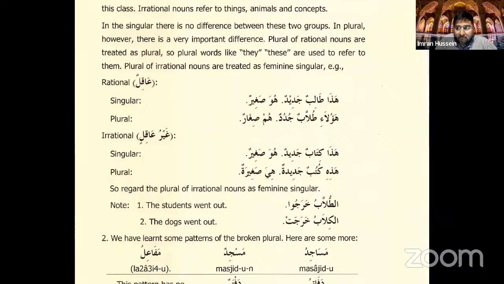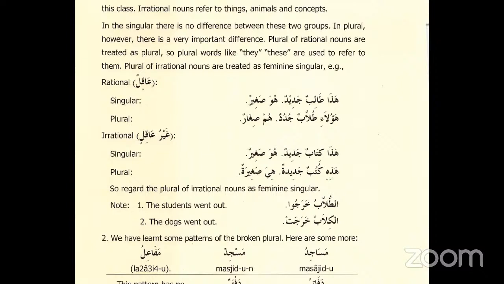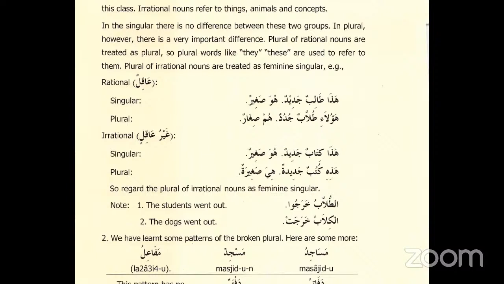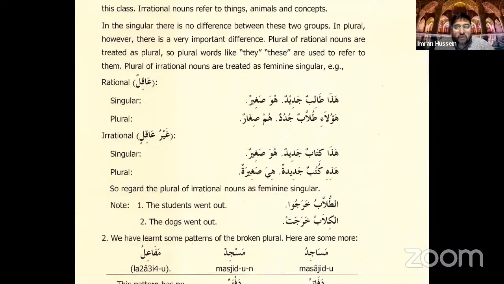Number 5. What was number 5? I'm not sure about that one. Number 5 was mudaf ilay. So mudaf ilay can come as the mubtada. For example, when you say Abdullahi, it means a servant of Allah. Abdullahi mu'minun. Abdullah, servant of Allah, is a believer.